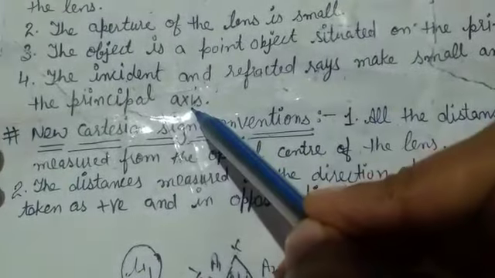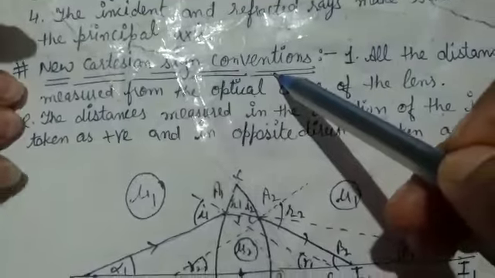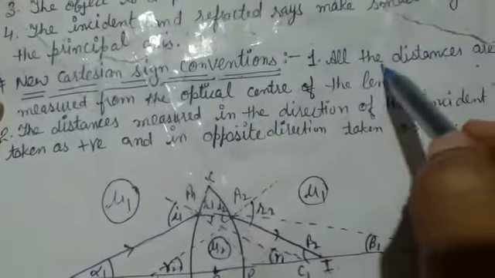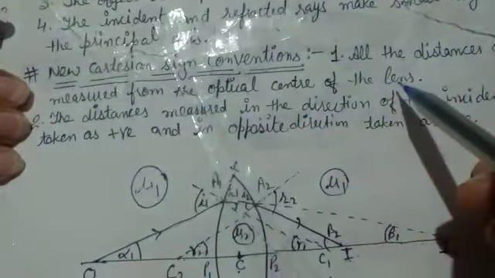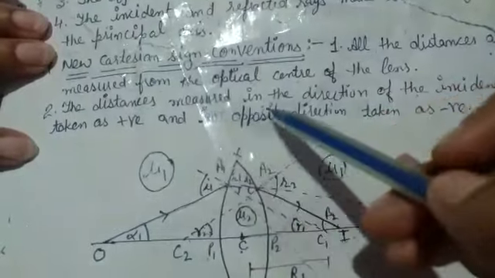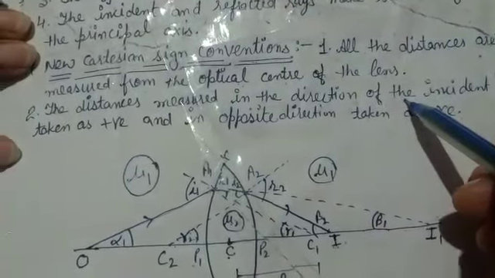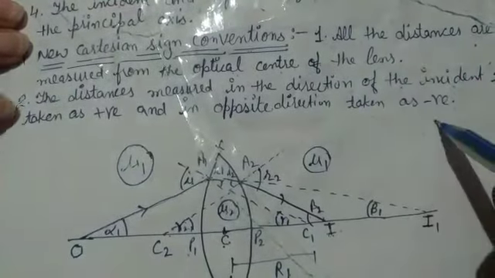Okay, so now next is the new Cartesian sign conventions. First, all the distances are to be measured from the optical center of the lens, and second, the distances measured in the direction of the incident ray are taken as positive and in the opposite direction taken as negative. So now we will discuss the diagram.